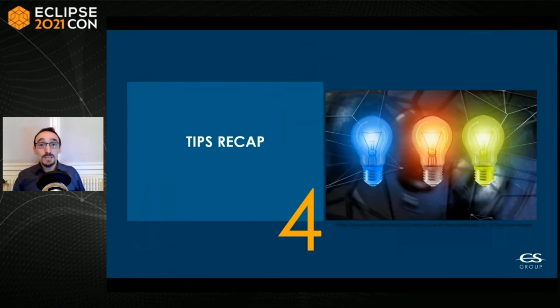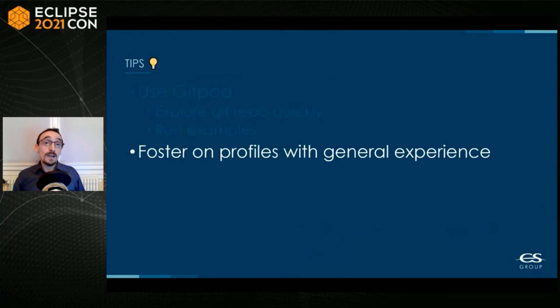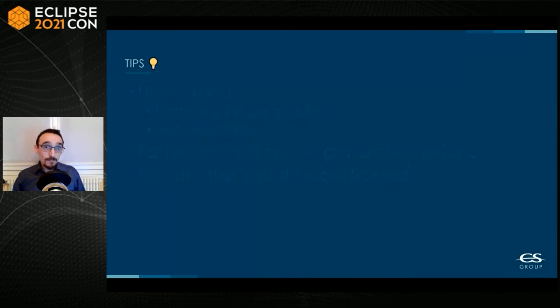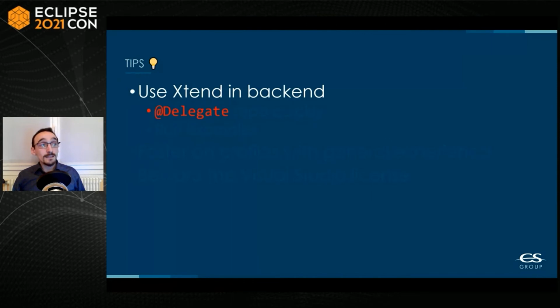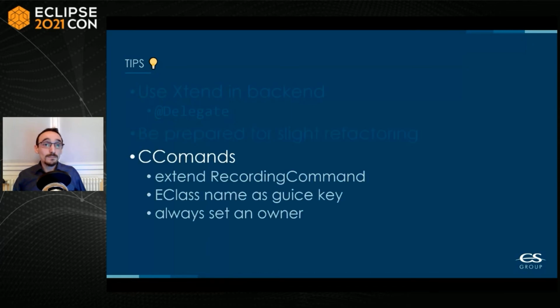A recapitulation of the tips. Use Gitpod. It allows you to explore a Git repository quickly to run examples. Foster profiles with general experience. Beware, the Visual Studio license can be very tricky. Use extend in backend implementation, especially the delegate method. The delegate annotation can help you with overriding implementations. Be prepared for slight refactoring because the code moves very fast.